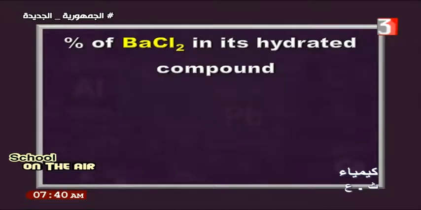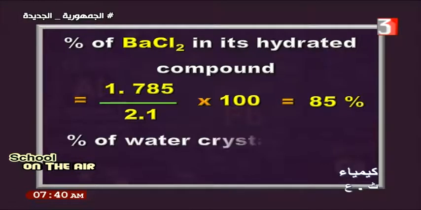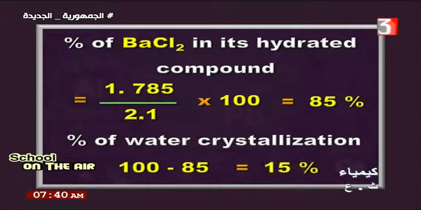The percentage of barium chloride in its hydrated compound is 1.785 over 2.1 times 100, so it equals 85%. So the percentage of water of crystallization is 100 minus 85, so it equals 15%.